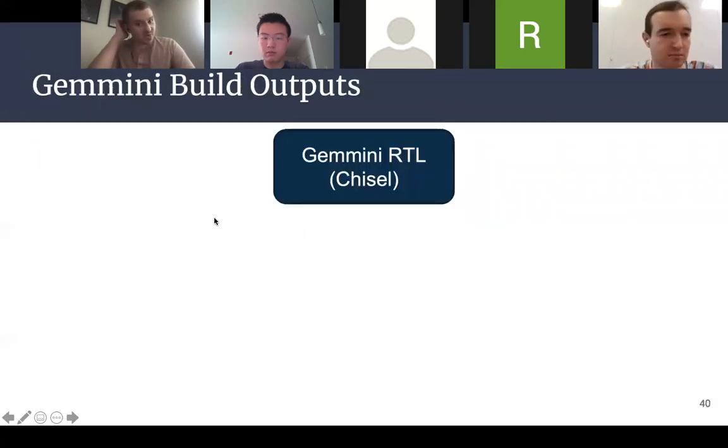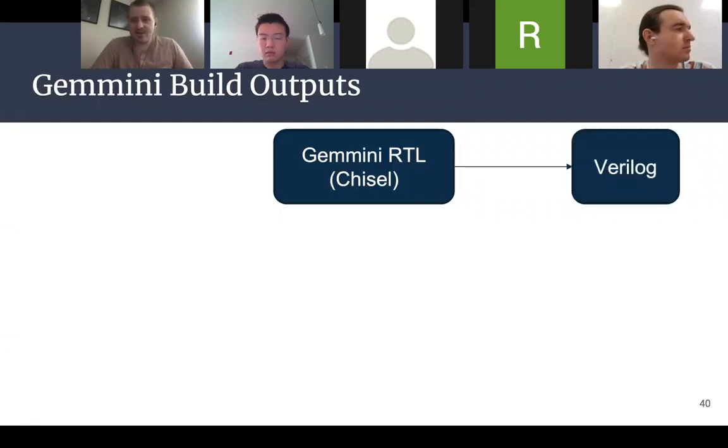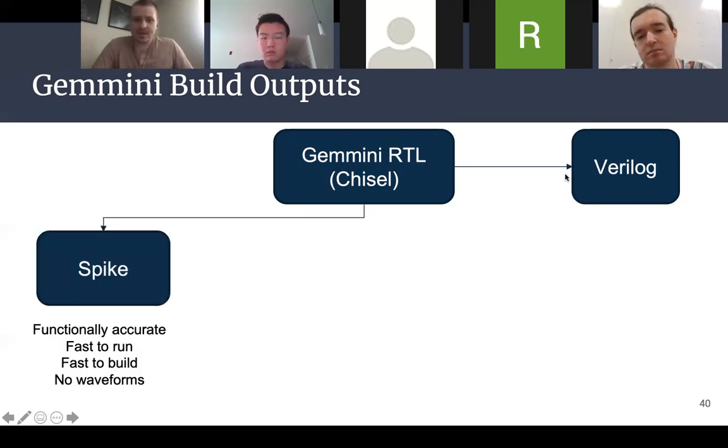Okay, so once you've chosen your configs, what exactly will get built? Well, first of all, you'll get Verilog. Gemmini is written in an RTL language called Chisel, which is nice, but unfortunately, there's no tool which can actually ingest Chisel directly, so it'll generate Verilog for you.